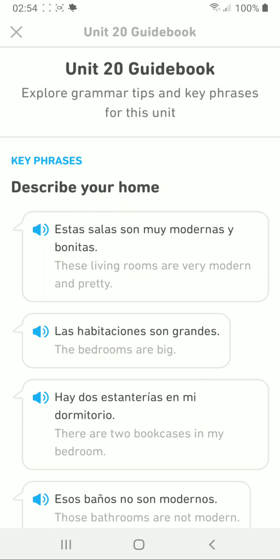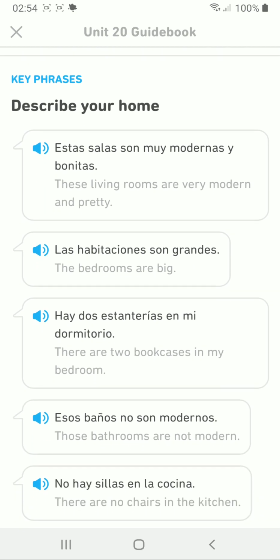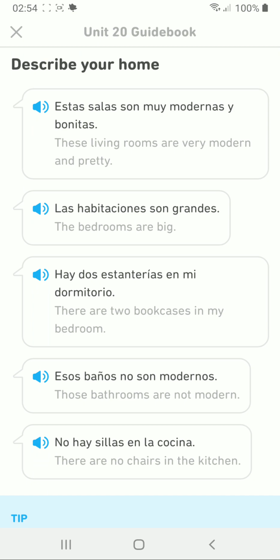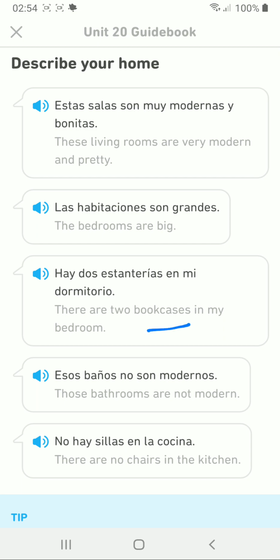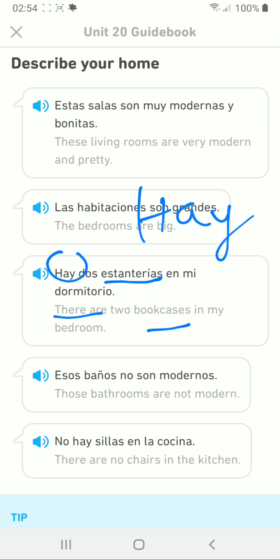And also we have here son, so they are grandes in plural. Now, grande is big, pequeño, pequeñas, son pequeños, pequeñas. Hay dos estanterías. Estanterías, what are these? Bookcases. Dos estanterías. This is a new word. I met it before, of course. I forgot about it. Estanterías, so bookshelves, bookcases in my bedroom. So hay is there is, there are.